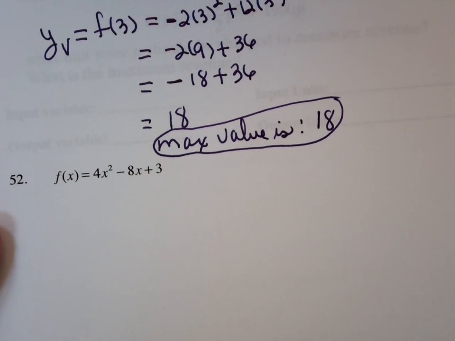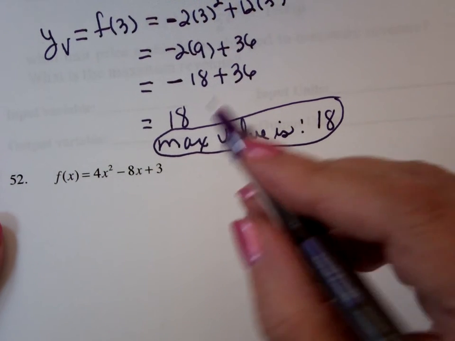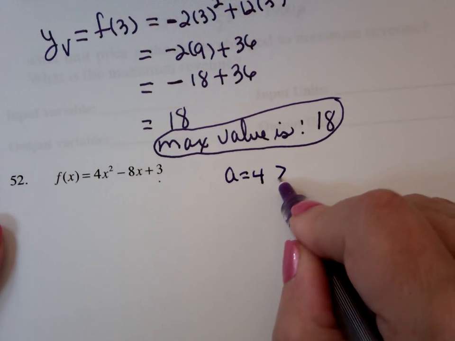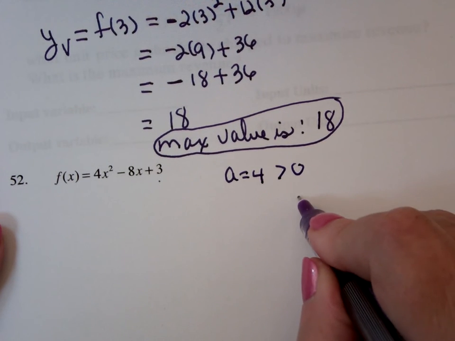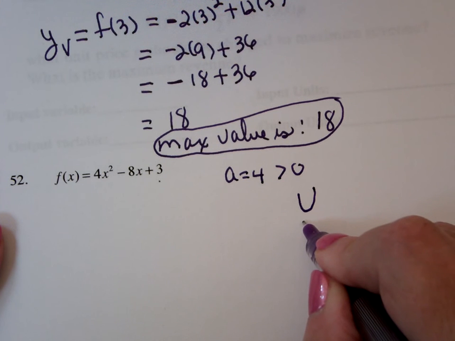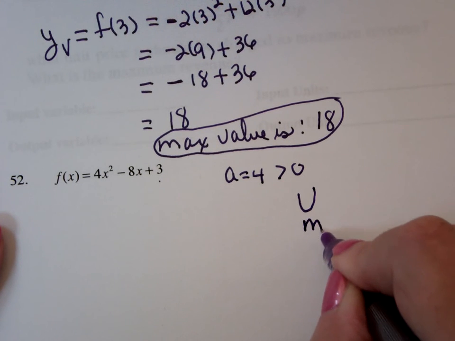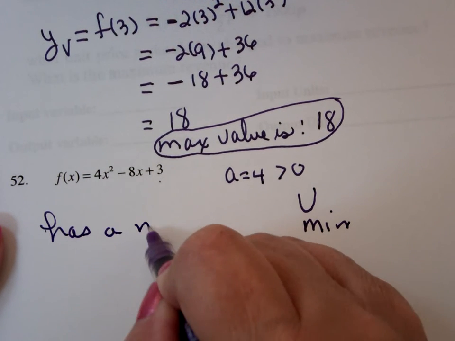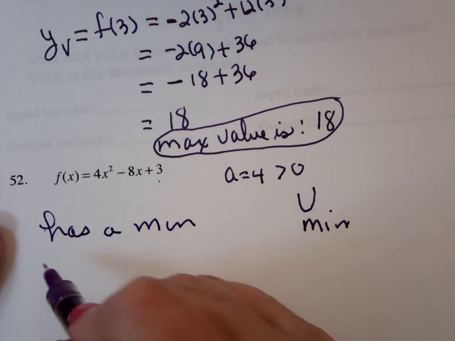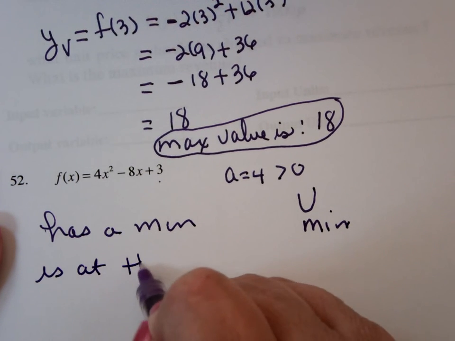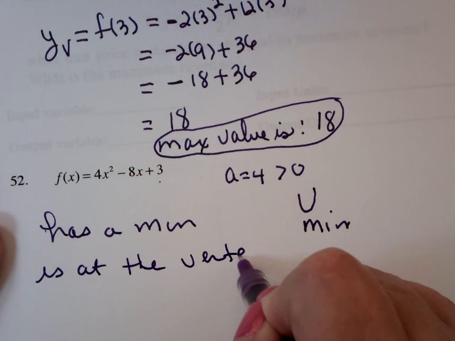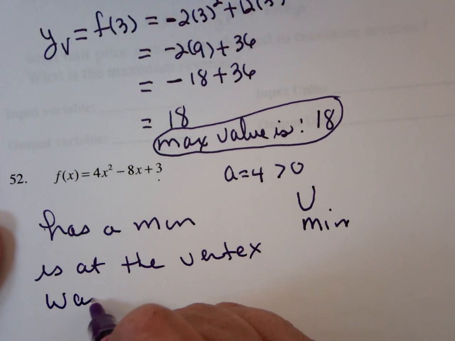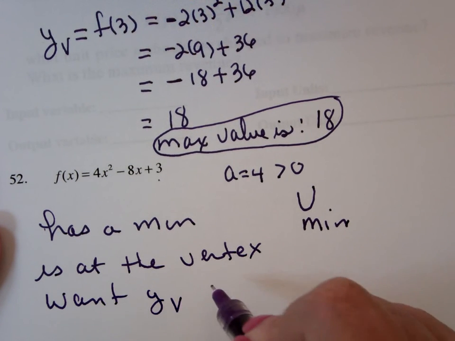For 4x squared minus 8x plus 3, well, this A is 4, which is positive, so how does it open? Up. It opens up, so it has a minimum. And of course it is at the vertex. And since they just want the minimum value, we want y sub v.